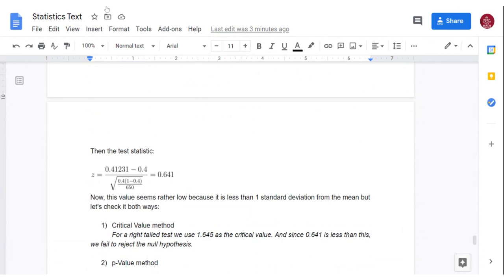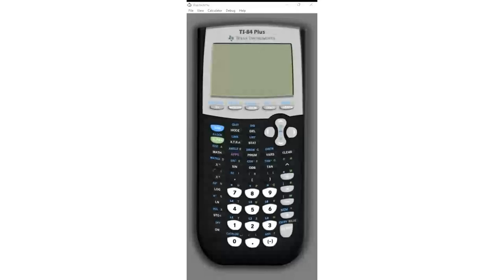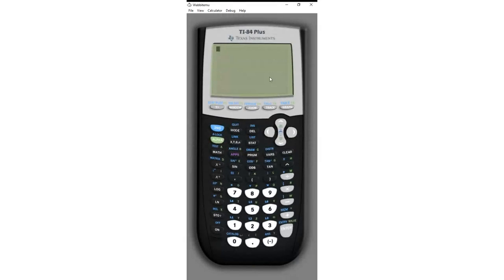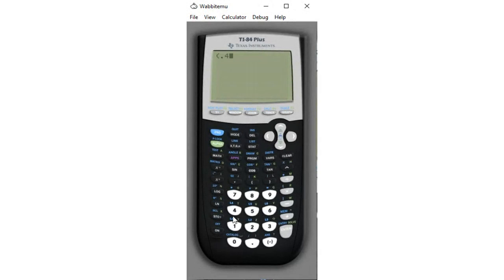So if we wanted to do this calculation on a calculator, let's just show you. Some people have asked me how to put things in the calculator, and with things like this, you've got to use parentheses to do it. So it's 0.41231, which was the P hat, minus 0.4, close the parentheses. Now what we're going to divide by is that square root thing. And there's a square root button down there.